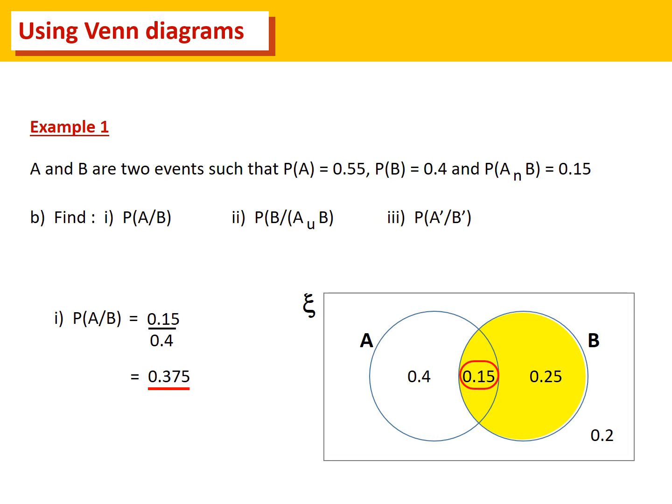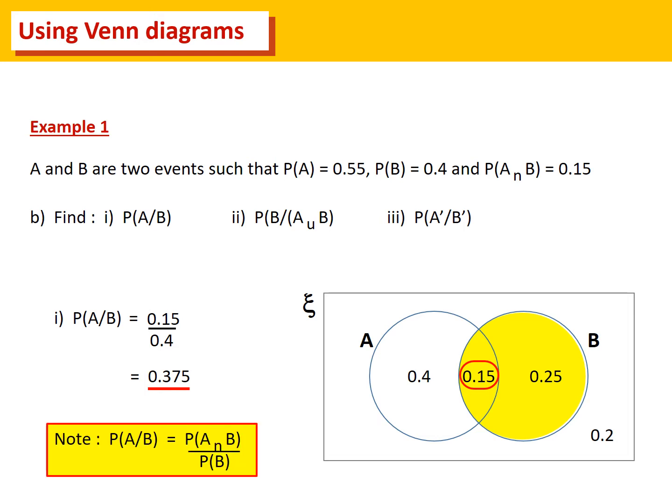But note that 0.15 is the probability of A and B, and the 0.4 is the probability of B, which gives us the following result, that the probability of A given B is the probability of A and B divided by the probability of B. It's absolutely crucial that you learn that result.